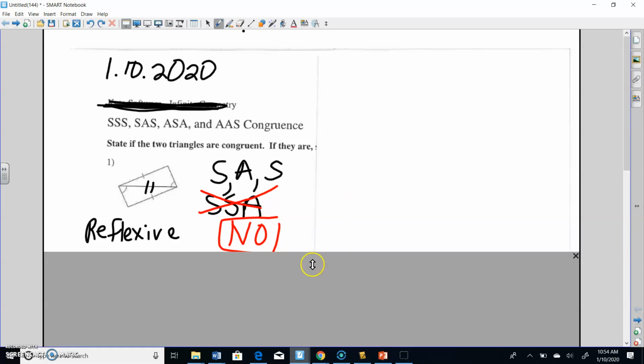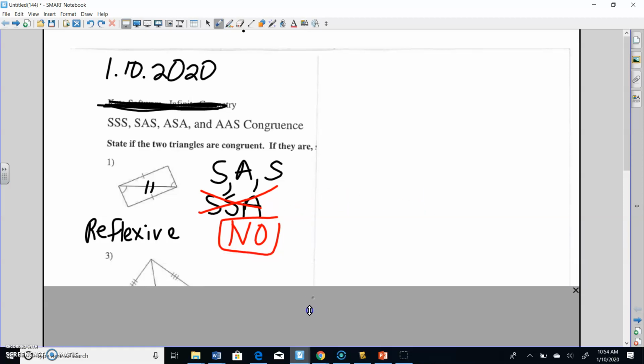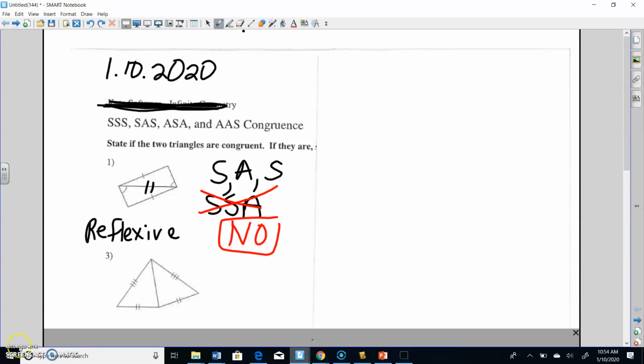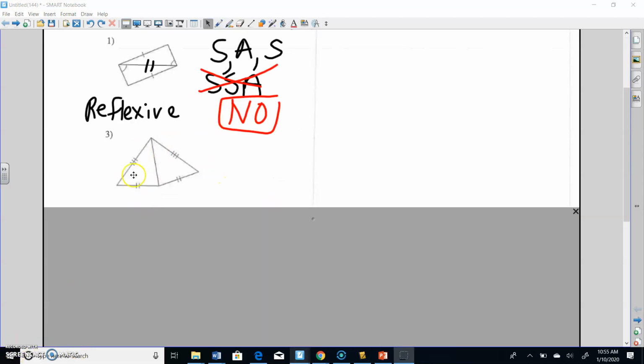All right, so let's do the second pair of triangles. There you go. Draw those down. So what is the obvious? What would Captain Obvious tell us that we have? How many pairs? Two sides, by the two dash marks and the three dash marks. So I have side and side. Those are the obvious, right?